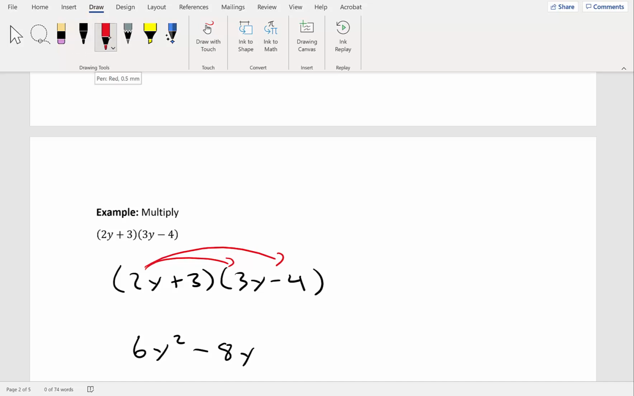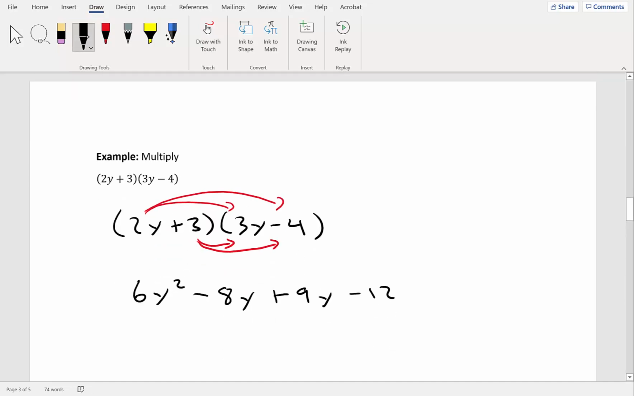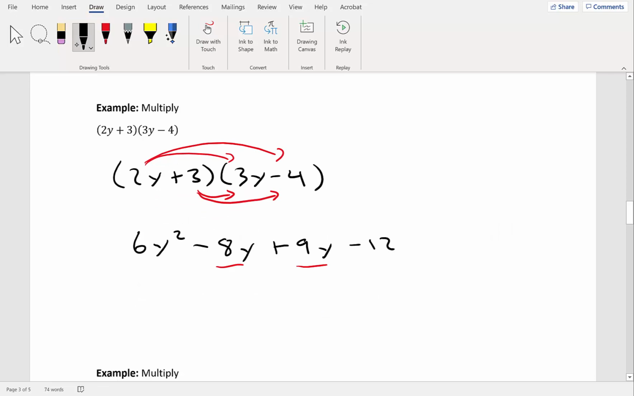Now take your second term in the first binomial and distribute it out to each one of these as well. Now 3 times 3y, I get positive 9y. 3 times negative 4, I get negative 12. But now always take a look to see if you can combine like terms. So I have negative 8y and a positive 9y. These are indeed like terms. I can combine them with each other. So I get 6y squared, negative 8y plus 9y, I get plus y, and minus 12. And then this would be our final answer.